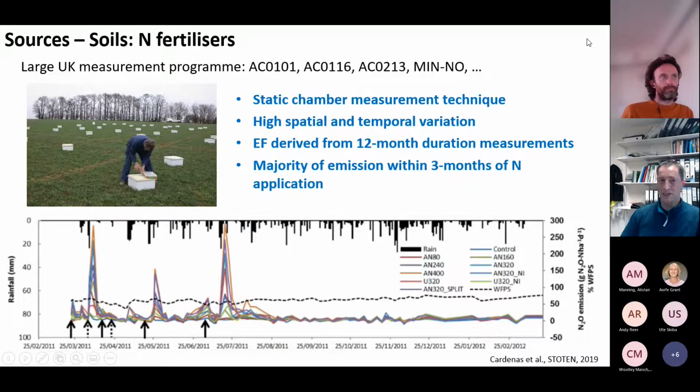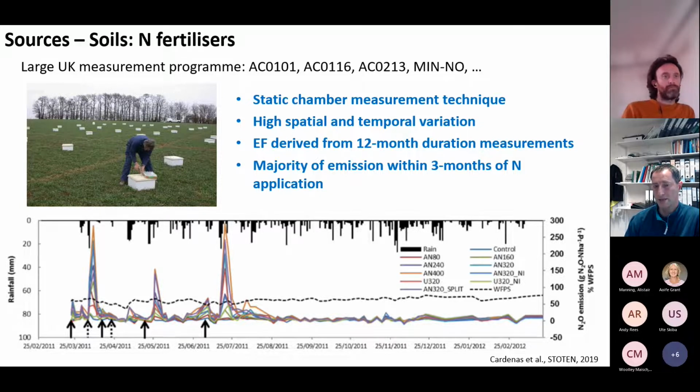So moving on to the biggest category really, and that's soils, direct emissions from soils, and particularly from nitrogen fertilizers applied to soils. And there's been a lot of measurements on this. There was the large DEFRA-funded greenhouse gas platform project, AC0116, which generated a lot of data. But projects before that and after that have also generated data.